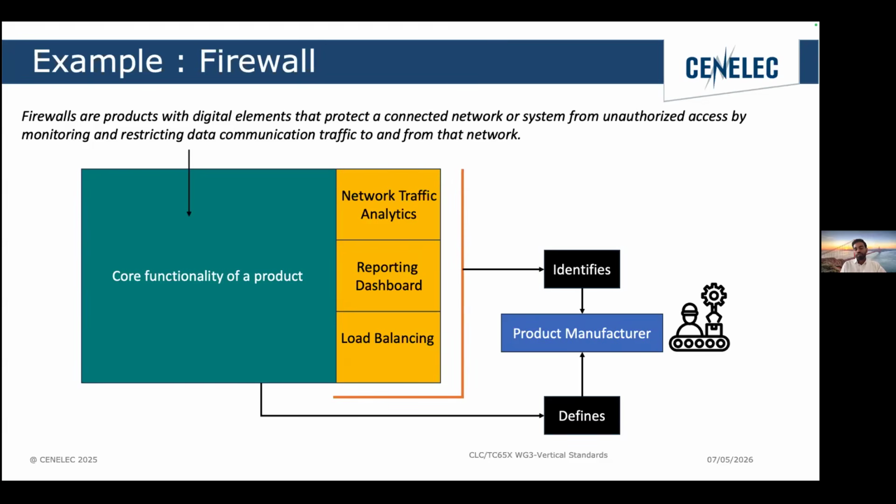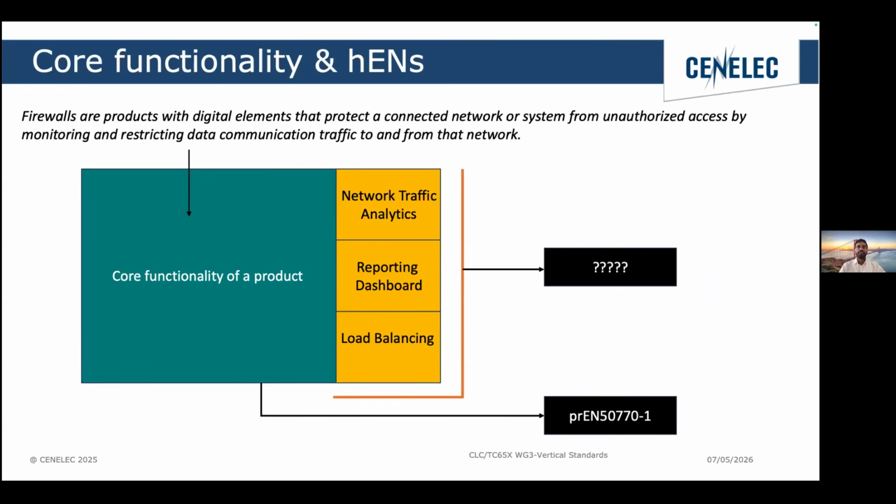So who identifies this core functionality? If they have these documents, the manufacturer takes his product and says, okay, my product belongs to this core functionality. My product is a firewall product, and I have this core functionality, and I also have a list of other functionalities. Who identifies these is, of course, the product manufacturer, who identifies the other functionalities.